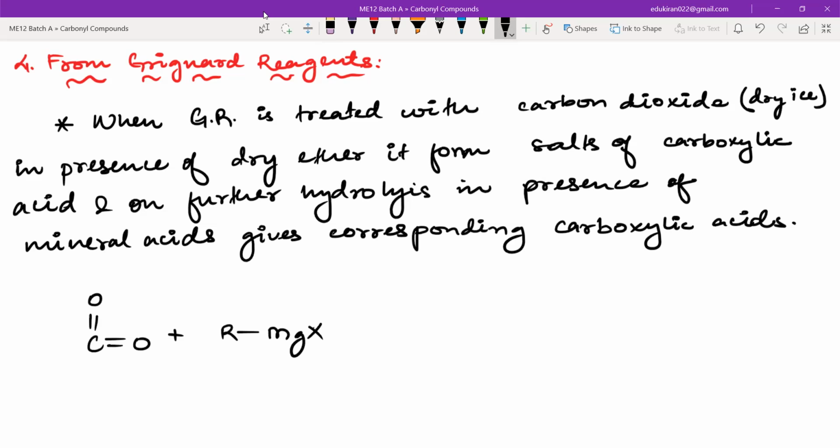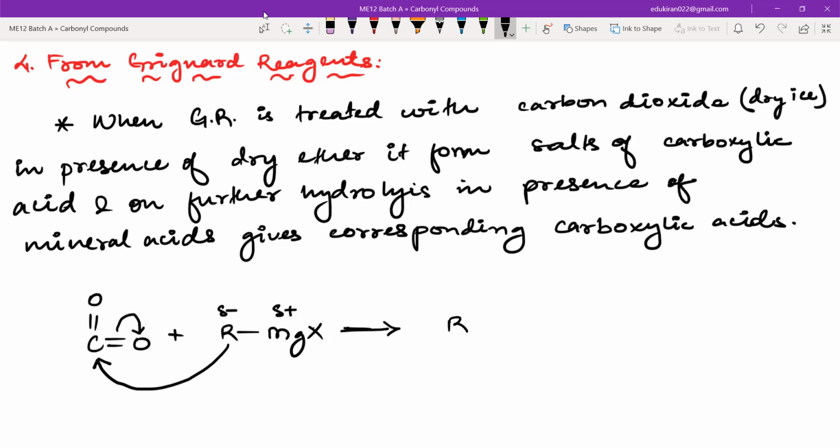RMgX. Now we know that this R is delta negative because it is more electronegative than the metal magnesium, and this Mg will be delta positive because it has a tendency to give electrons. So what is going to happen? This R negative is going to attack the carbon atom like this. Then this carbon atom is going to break the pi bond with oxygen. Now you can see the product that is formed.